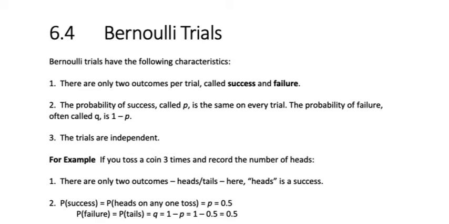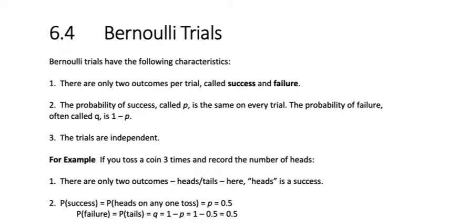In this video, we're going to cover sections 6.4 and 6.5. Section 6.4 defines something called a Bernoulli trial. A Bernoulli trial has the following characteristics. There are only two outcomes. Sometimes they're called success and failure. Basically, there are only two things that can happen.